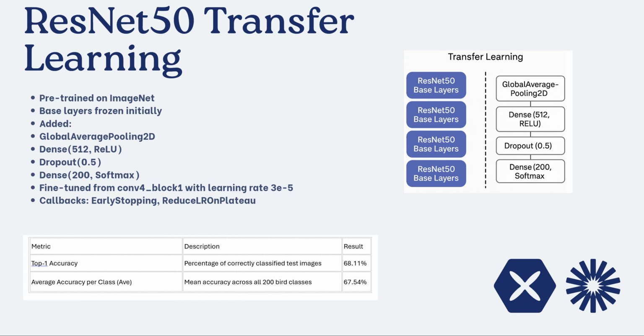At first, I froze all the base layers to retain the pre-trained weights and trained for approximately 3 epochs. Then I gradually unfroze the deep layers, starting from block 1, and a smaller learning rate of 3E-5 was used for fine-tuning to ensure stable adaptation. Callbacks and early stopping were also implemented to prevent overfitting and optimize learning.